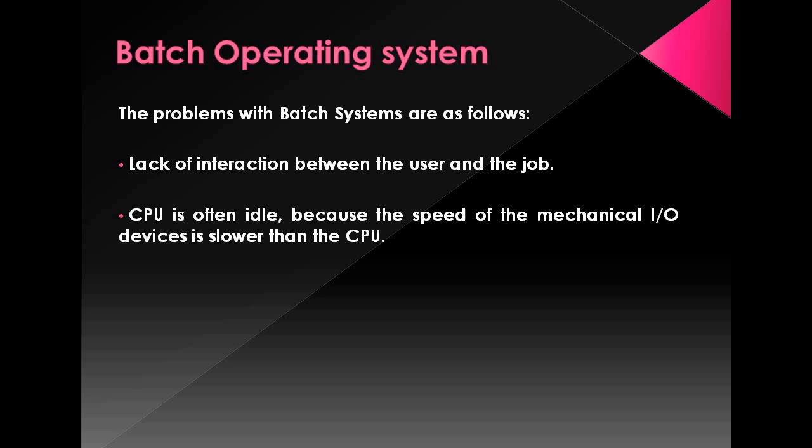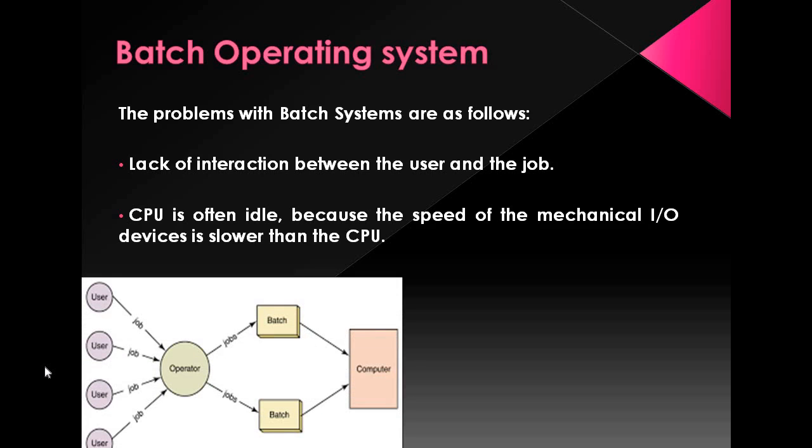A batch operating system normally reads a stream of separate jobs, each with its own control cards that predefine what the job does. When the job is complete, its output is usually printed. The feature of a batch system is the lack of interaction between the user and the job while that job is being executed. In this execution environment, the CPU is often idle. This idleness occurs because the speeds of the mechanical input-output devices are slower than those of electronic devices.